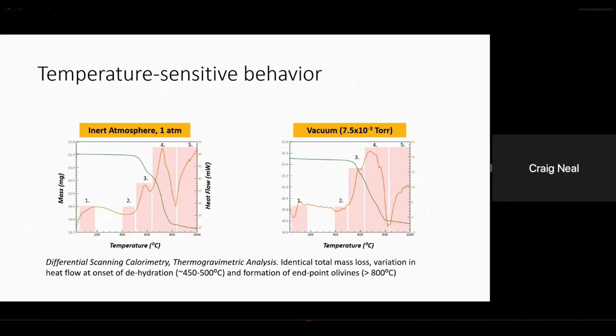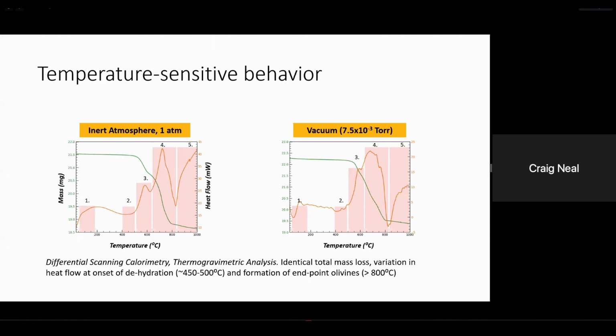dehydration process, which will be most important for the endpoint material and use of the material in application. So at peak 3, we actually have formation of a hydrated phyllosilicate and then a fraction of olivine. And then at peak 4, we have complete dehydration, and 5 is conversion completely to olivine materials.